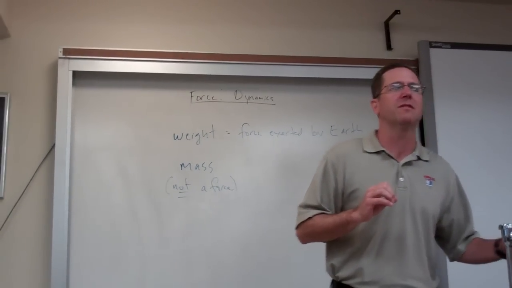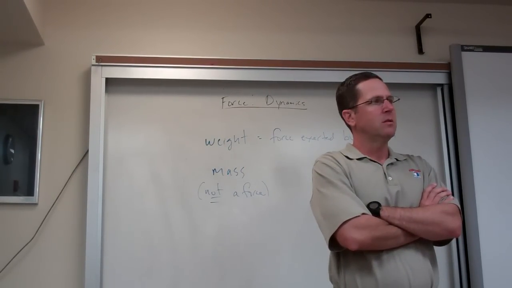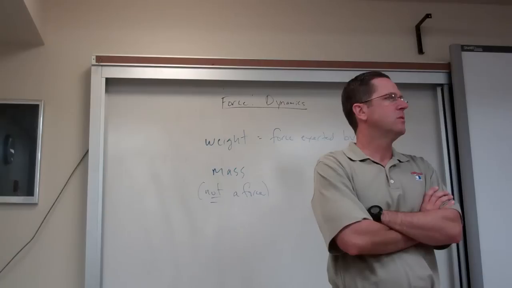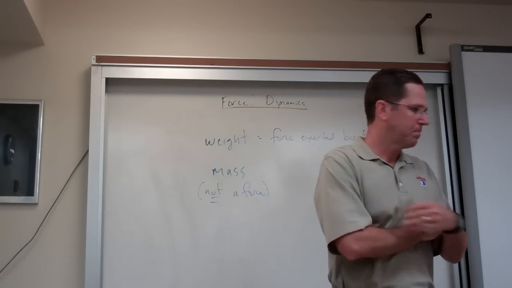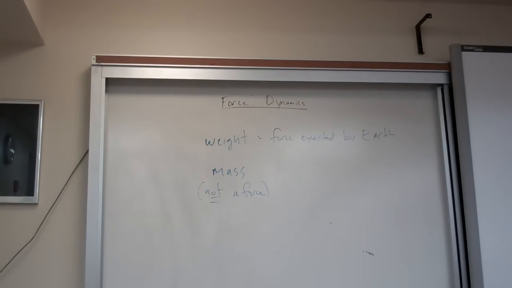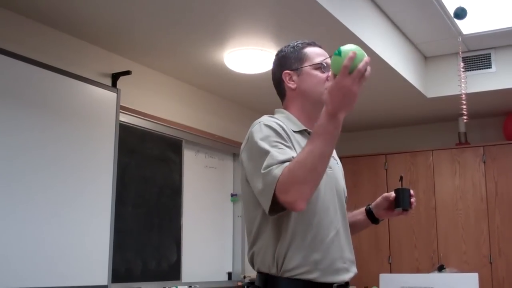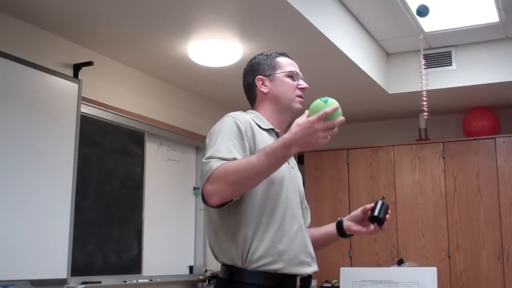What has more mass, a flea or the Titanic? The Titanic. Why? Because it's bigger. There's more stuff in the Titanic. Which one of these is bigger? The apple or the foam apple? The foam apple. This is bigger. This has more stuff in it, right?